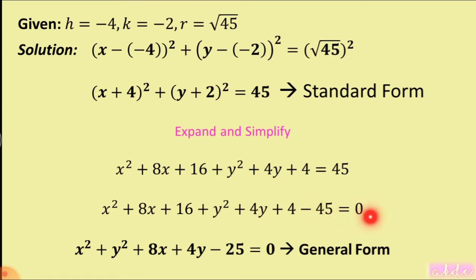Then simplify and combine similar terms if there are any, and then arrange according to the general form. So we have x squared plus y squared plus 8x plus 4y. 16 plus 4 is 20, minus 45 is negative 25, equals 0. So this is the general form: x squared plus y squared plus 8x plus 4y minus 25 equals 0.